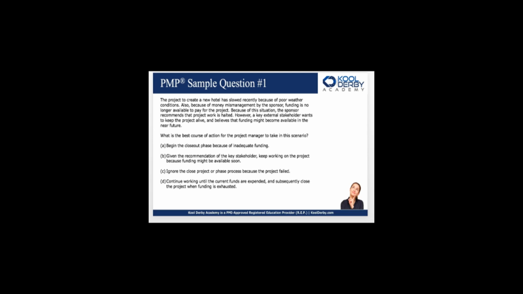We don't ignore anything. So C, Charlie, is gone. Now D is a problem one too because we don't have enough money to continue until the end. Therefore, D is also gone. The problem with C, given the recommendation of the key stakeholder, is to keep working on the project. Okay, so that's okay. All right, let's just say we can continue working with the project.